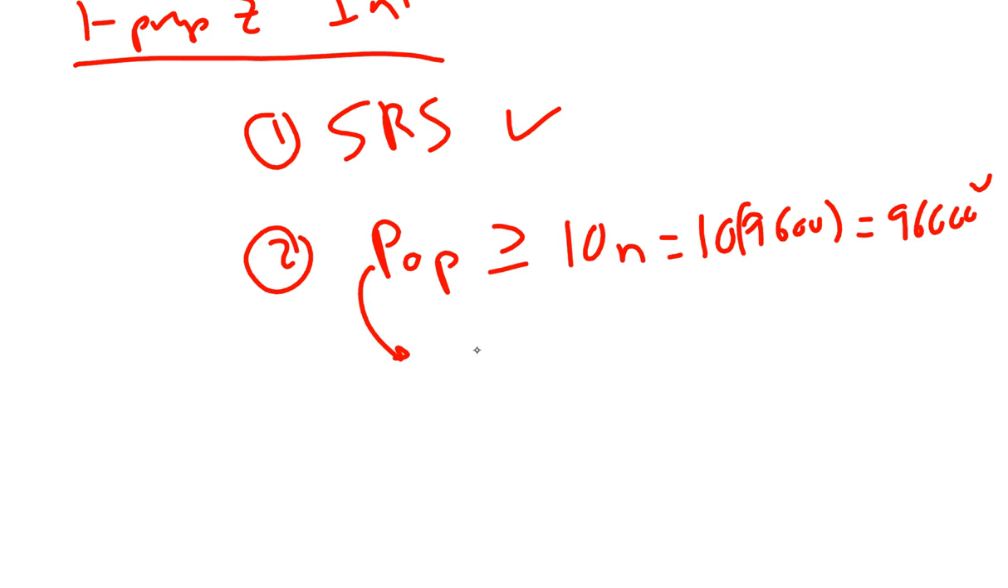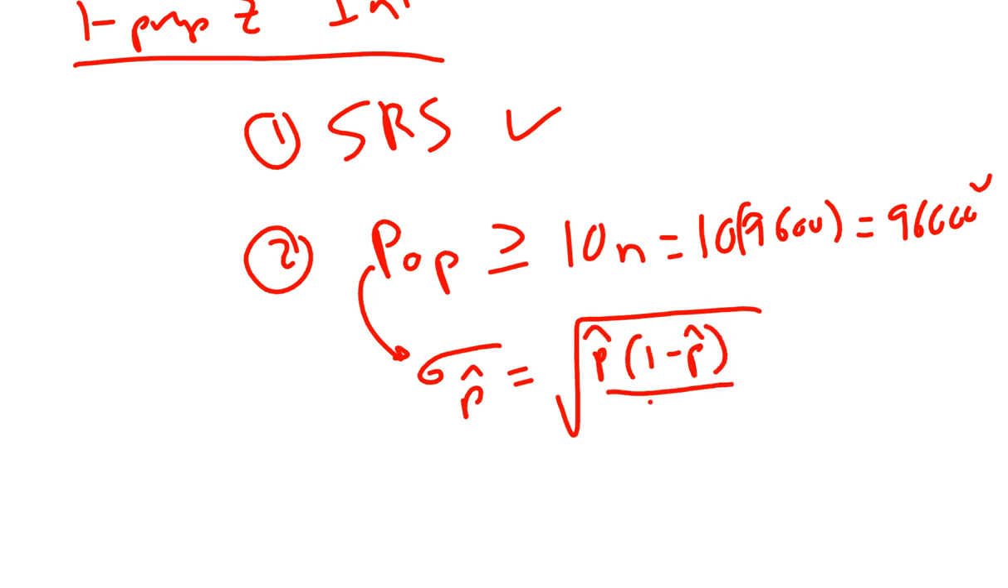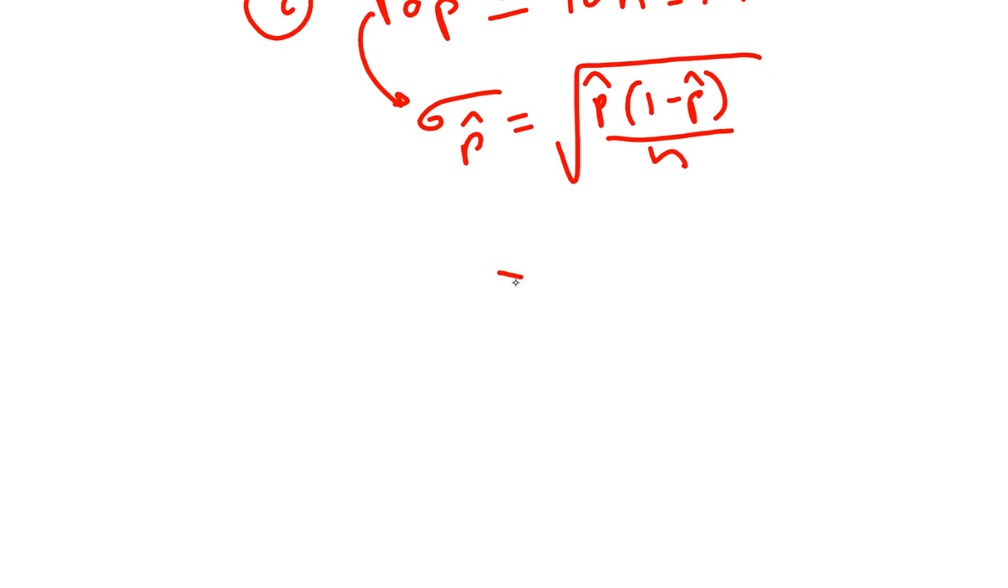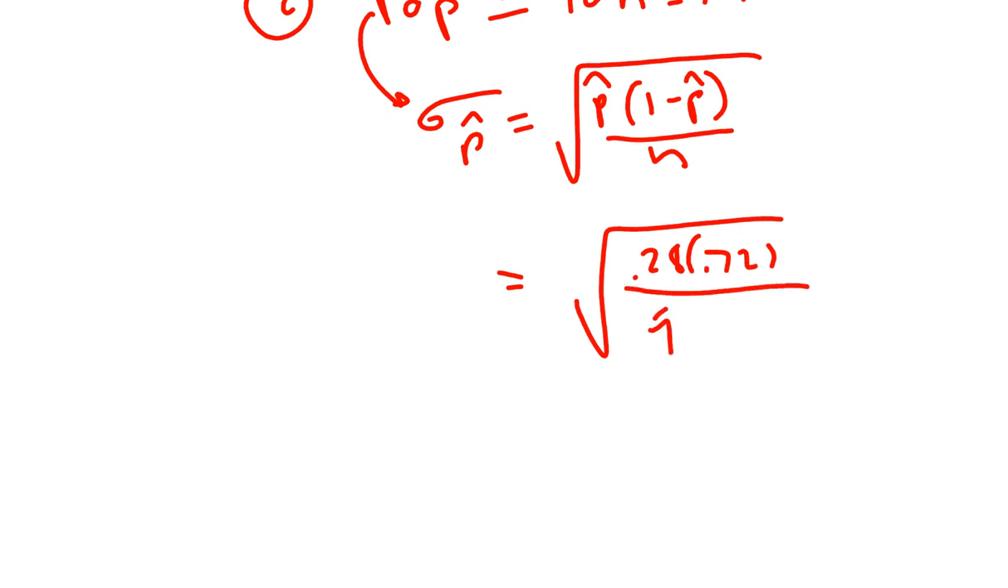And because this works out, we can say that the standard deviation of p hat is equal to the square root of p hat times 1 minus p hat over n. While we're at it, why don't we just calculate that? So it's going to be the square root of 0.28 times 1 minus 0.28, which would be 0.72, over 9,600. Using my TI-84, we get around 0.0046 when we round that.